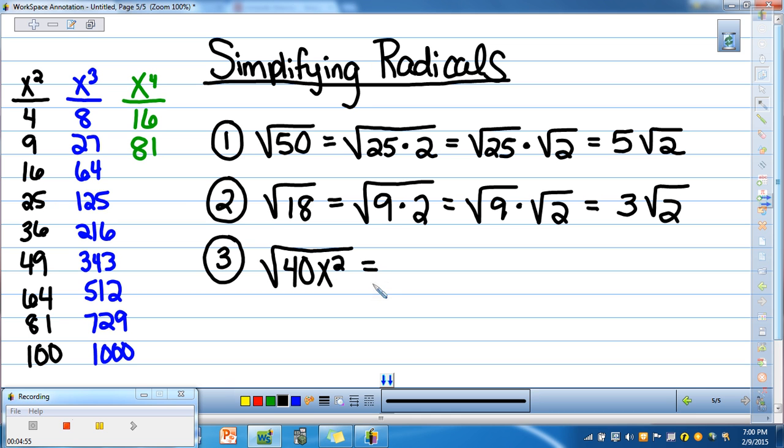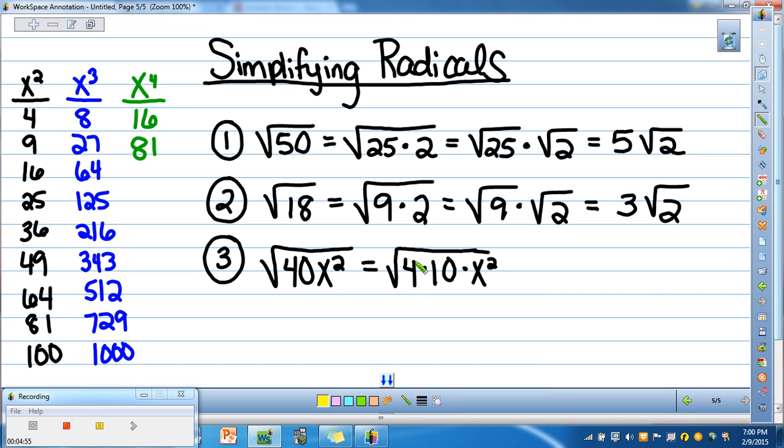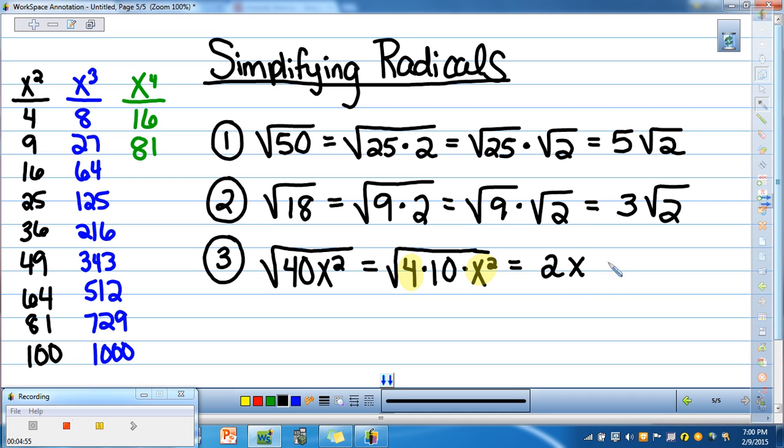Let's try another one, bringing a variable into our radical expression. First, we need to think about splitting up the 40. Looking at our factors over here, possible perfect squares, 4 is a factor of 40, so we can split that into 4 times 10, and we still have our x squared on the end. Now 4 is a perfect square, and x squared is also a perfect square. So the square root of 4 is 2, the square root of x squared is x, so that goes out in front, and we're left with the square root of 10, which is left on the inside.